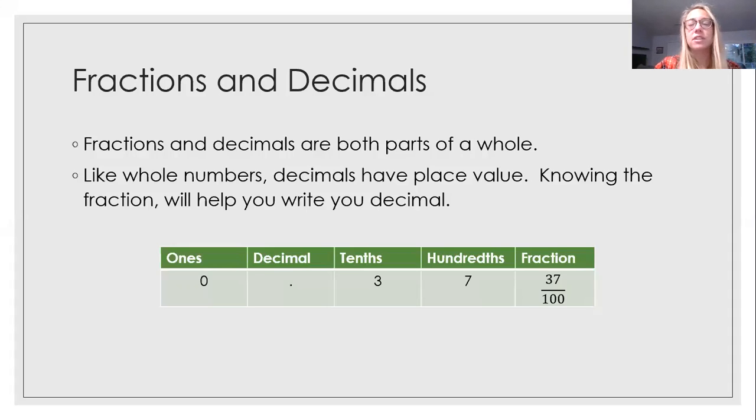So we know that fractions and decimals are both parts of a whole. And like whole numbers, decimals have place values. Knowing the fraction and knowing the place values of a decimal will help you to write a decimal. So our example down here, I have the fraction, which is 37 hundredths. But let's talk about our place values first.